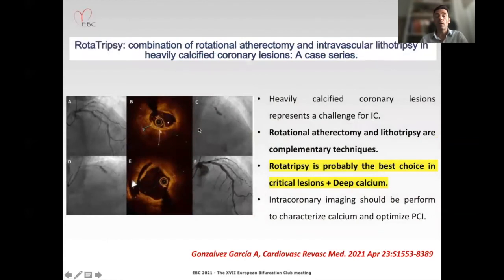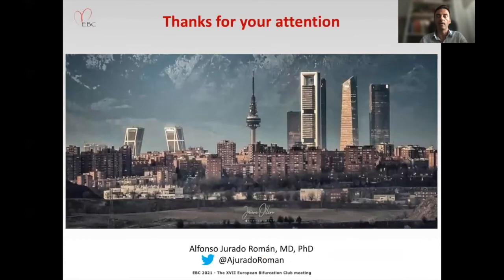We have published the first series of this technique, and probably the take-home message is that when you have critical stenosis with deep calcium, this is probably the best choice to prepare the plaques. In addition, when we are facing a bifurcation, lithotripsy permits to protect side branches, especially when we are talking about the left main. So that's all. Thank you for your attention.